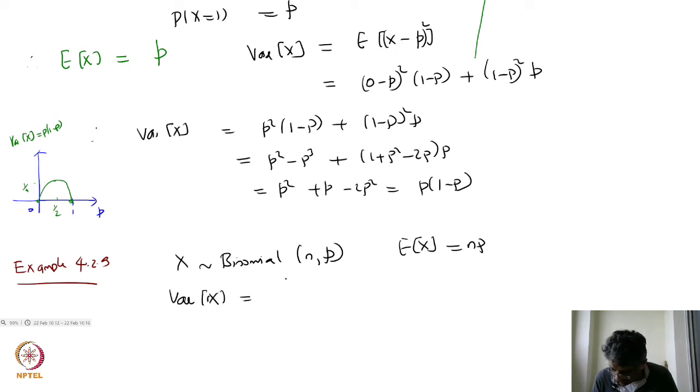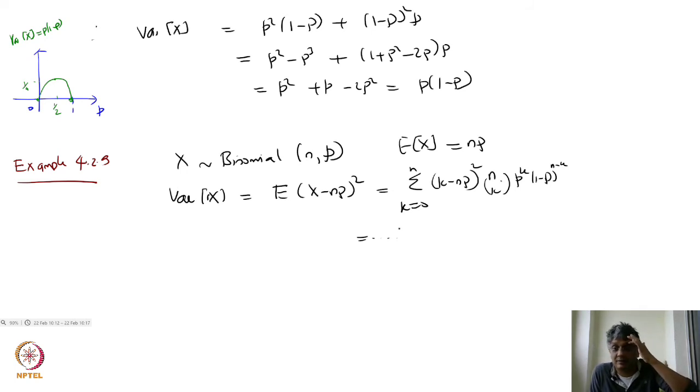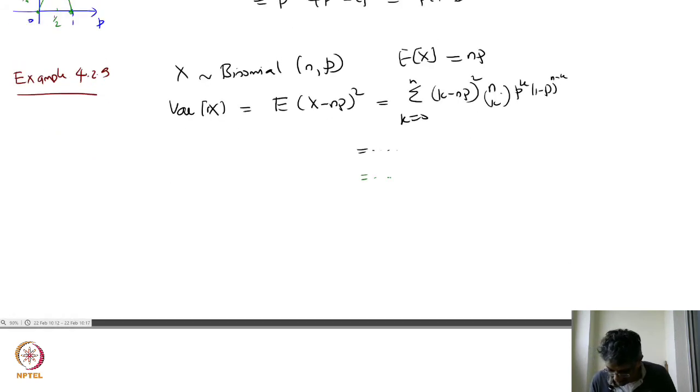I could try and go and compute E of (X minus np) the whole squared, which is going to be the sum from k equal to 0 to n of (k minus np) squared times probability X equals k, which is n choose k, p to the power k, (1 minus p) to the power n minus k, and so on and so forth. I could try and finish the computation, but since I'm not really good at Olympiad type jugglery like this, let me try a different method. There's one way you can compute it, but I would like to do it probabilistically.